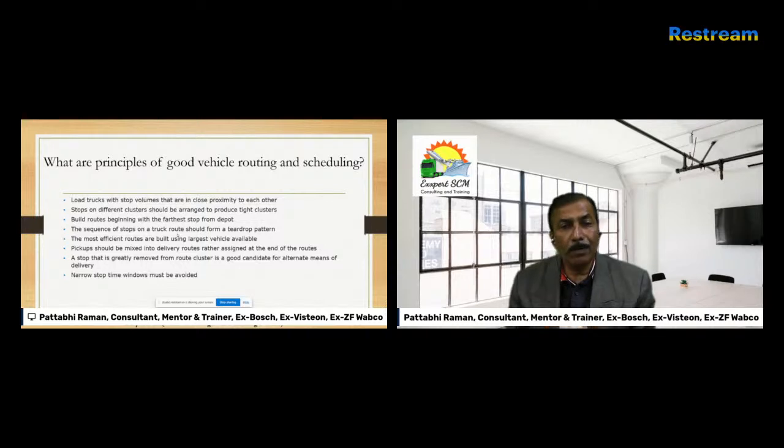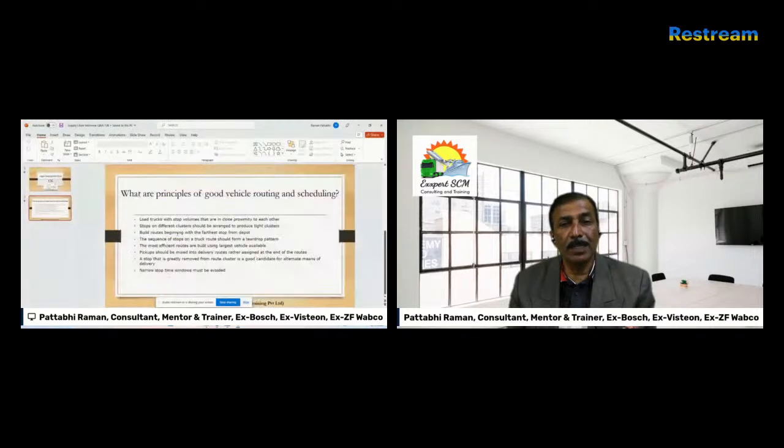These kinds of routing and scheduling may be helpful if your organization is planning or already doing milk run, where you are going to collect the components from the vendor or deliver to the customer in a sequential or periodical manner. This will help.